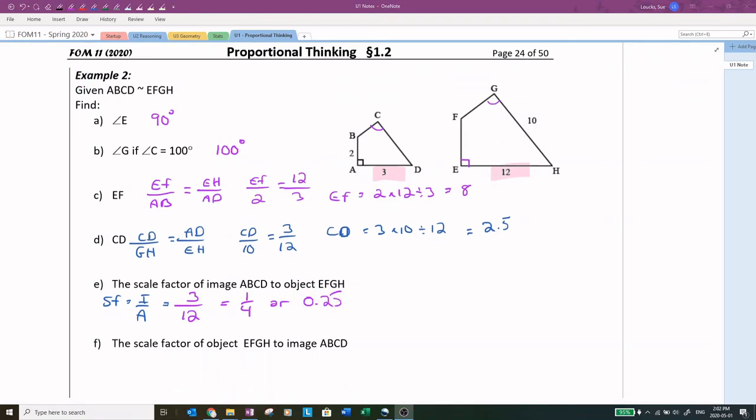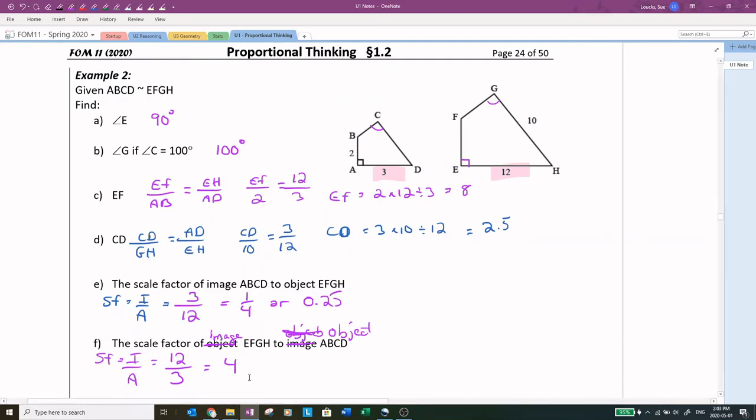Okay, for question F, there's actually a typo in the question. This should be image EFGH to object ABCD. Sorry about that. So scale factor equals image over actual. This time the image is EFGH, so it's 12, and the object ABCD, the corresponding side, is 3, so our scale factor is 4. All right.